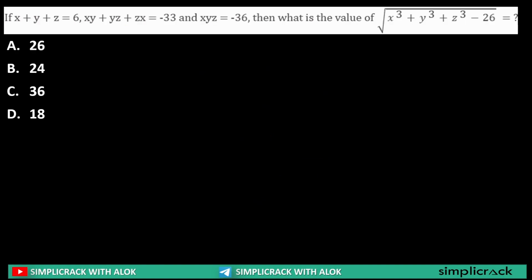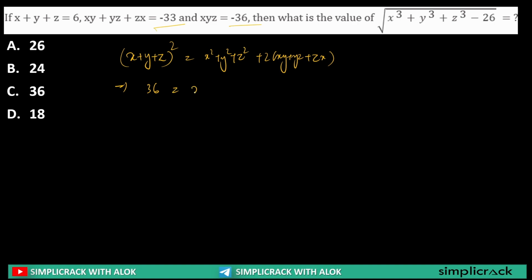Now x plus y plus z is equal to 6, xy plus yz plus zx is minus 33. What is the value? Whenever all these things are given, you need to take the square first. So (x plus y plus z) square is equal to what? x square plus y square plus z square plus 2 times (xy plus yz plus zx), right? Yes sir. So x plus y plus z is equal to 6. 6 square is equal to 36.